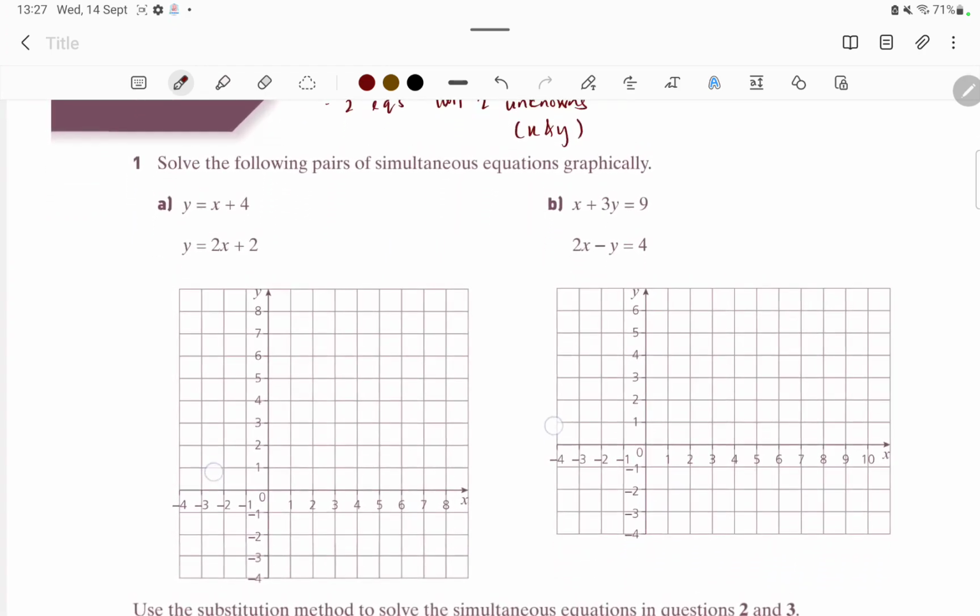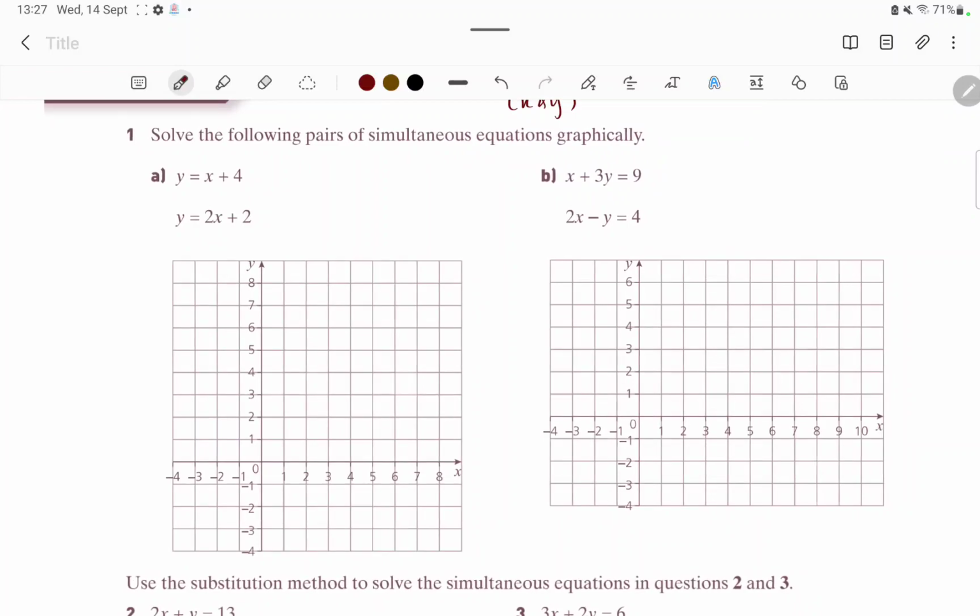Okay, and then after that, solve the following pairs of simultaneous equations graphically. Solving it graphically means that we have to draw graphs. Okay, this one, y equals to x plus 4.